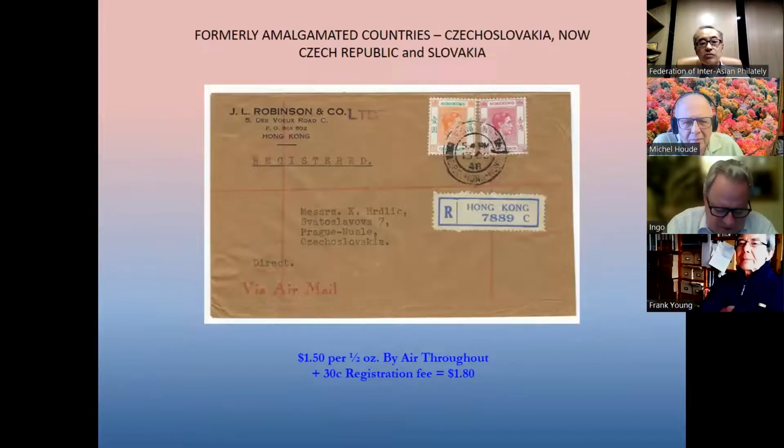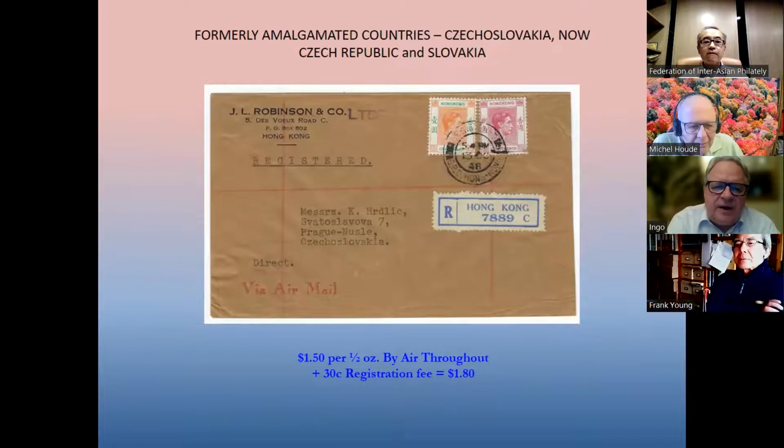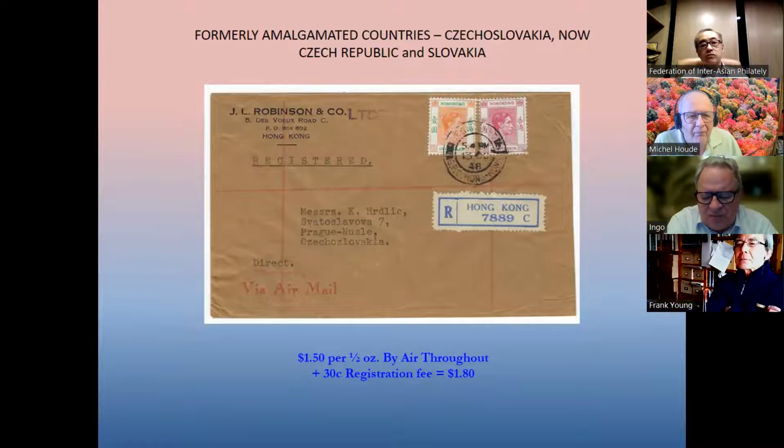And now we get to the last three slides. So formerly amalgamated countries. So this is a cover going to Czechoslovakia. That in itself is not that exotic a destination. There's a lot of mail to Czechoslovakia, even in the George's Sixth era. Czechoslovakia was a country that was formed after World War I, and they issued their own stamps starting in 1918 or 19 or so, or 20.